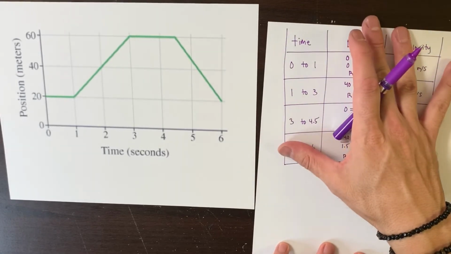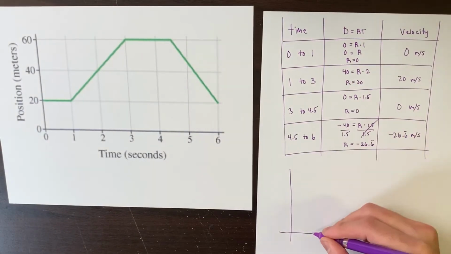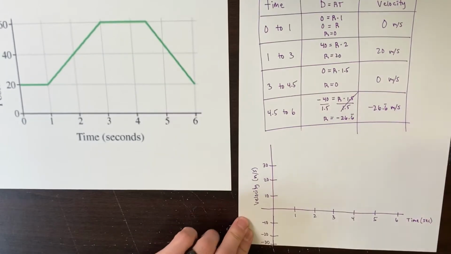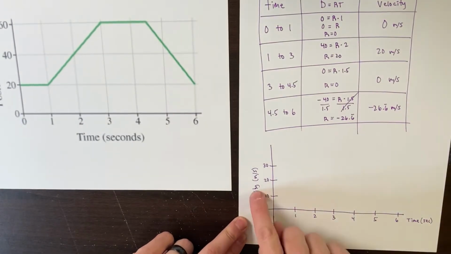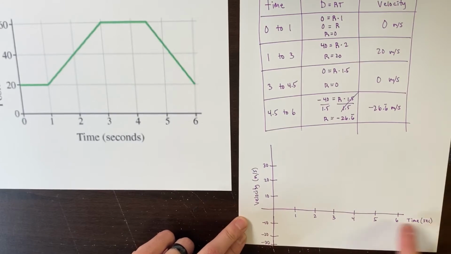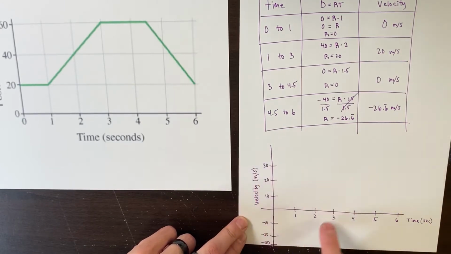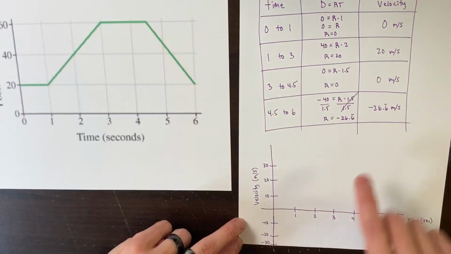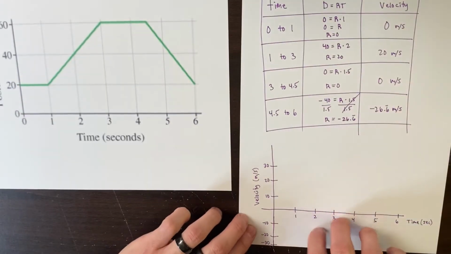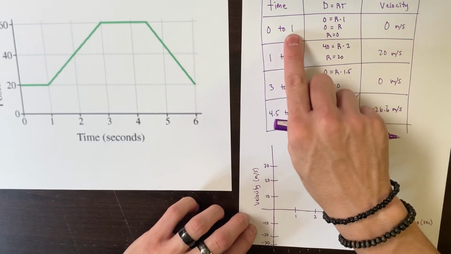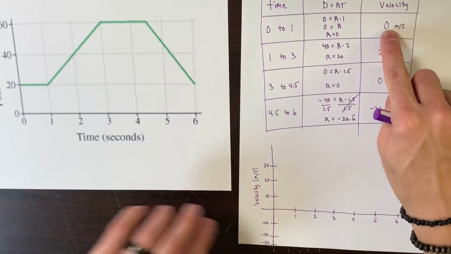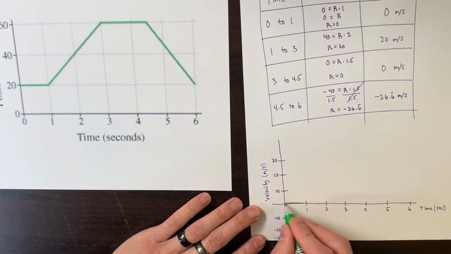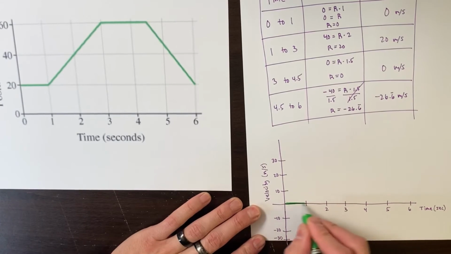Now let's use this chart to make a graph. Here I have my time versus velocity graph. Time is in seconds, velocity is meters per second, and I have the same time frame as this graph here. Let's graph this data on here. From 0 to 1, my velocity is 0, so it looks like this, green, like that.